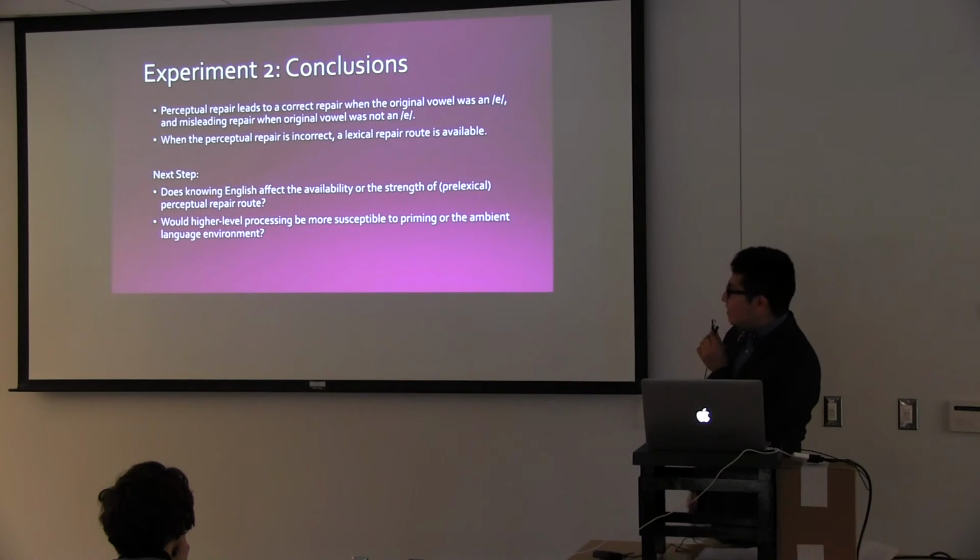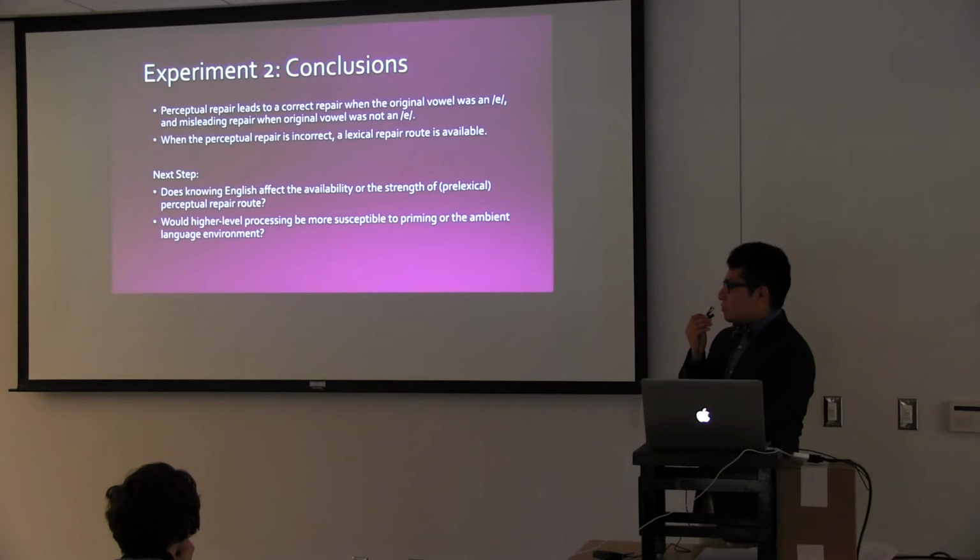So what did we learn? When it comes to perceptual repair, if the original word is missing an E, they're more likely to say it's right, it's a real word. But if it's either missing another vowel or the vowel was switched, they were more likely to deny that that stimulus is a real word. And the next step would be to run this experiment on bilinguals to see if perceptual repair can be effective on this higher level of processing.